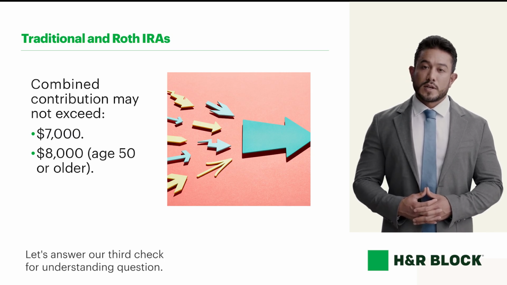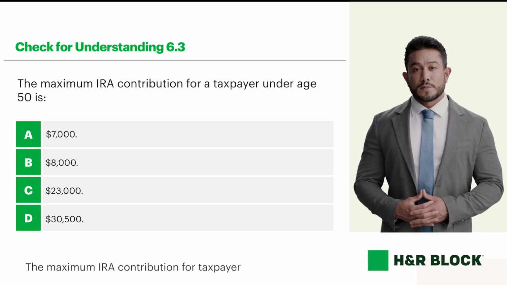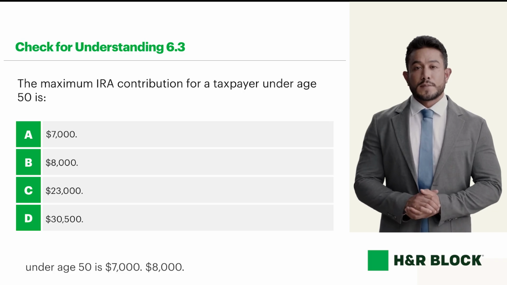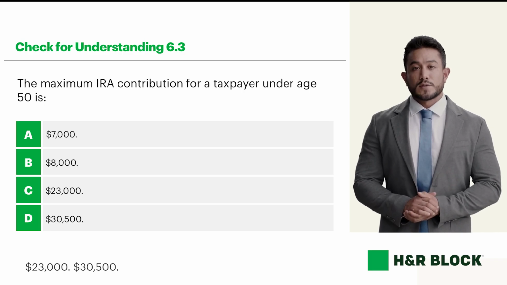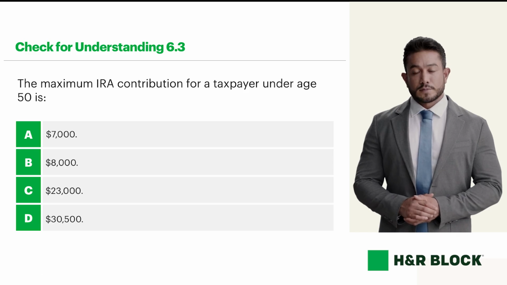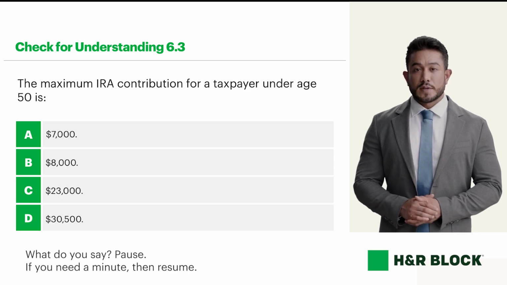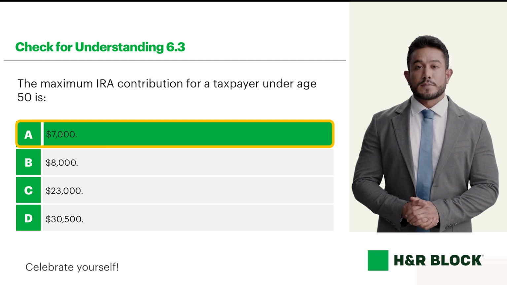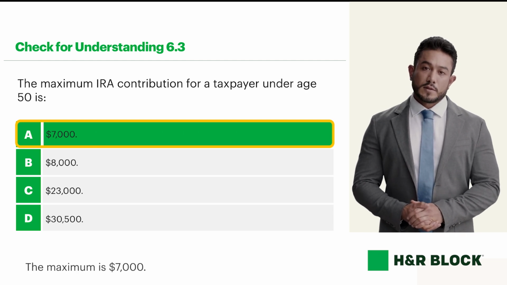Let's answer our third check for understanding question. The maximum IRA contribution for a taxpayer under age 50 is A, $7,000; B, $8,000; C, $23,000; D, $30,500. What do you say? Pause if you need a minute, then resume. Did you say A is correct? Celebrate yourself. The maximum is $7,000.